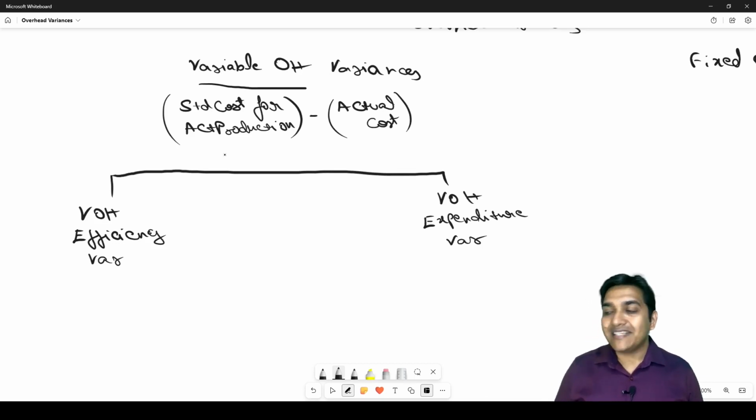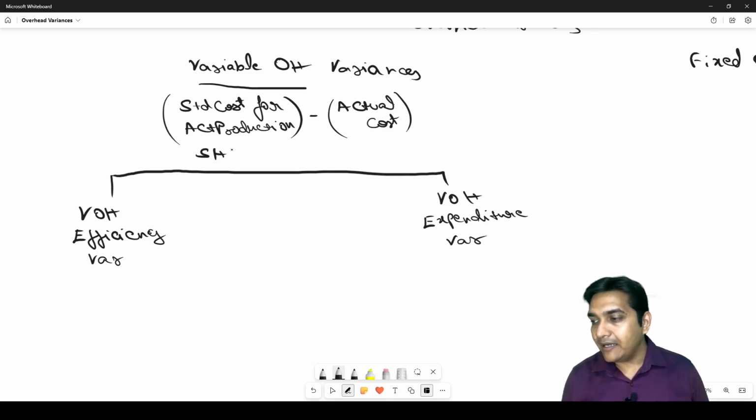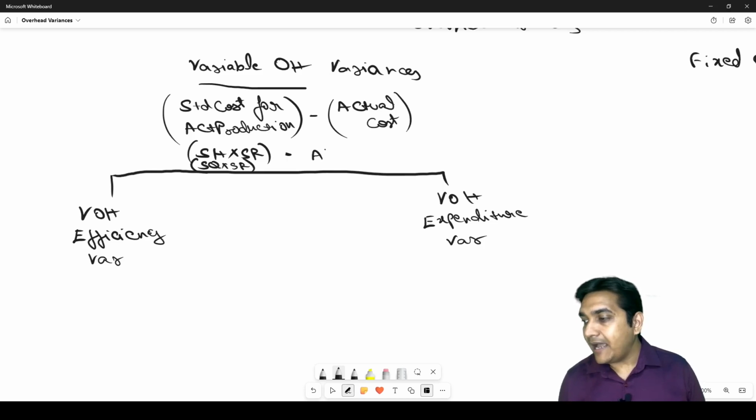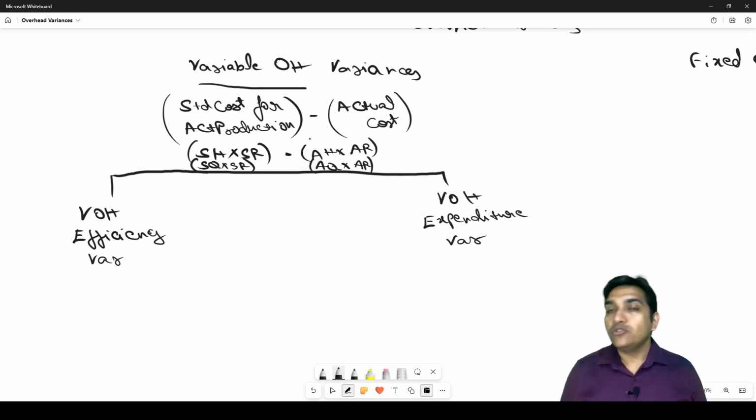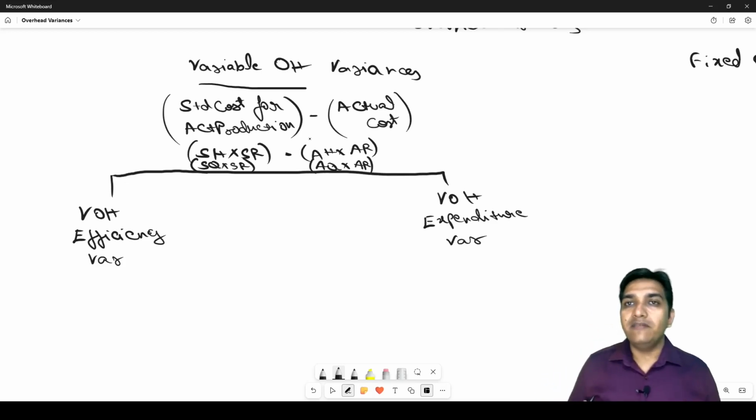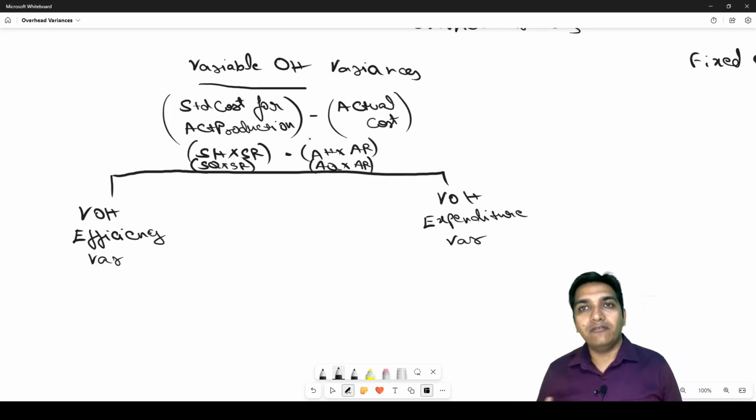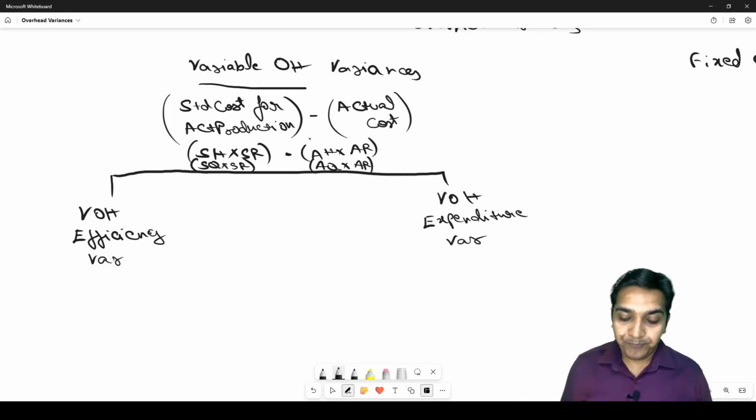So for standard cost for actual production, ultimately the formula is still standard hours into standard rate, or it could be standard quantity into standard rate, minus actual hours into actual rate, or actual quantity into actual rate. So why two different formulas? In material we had one, in labor we had one. Why do we have here quantity or hours?